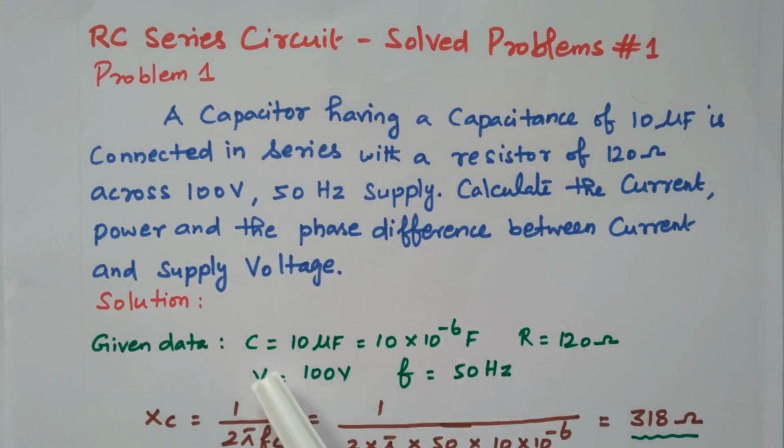So the given data is capacitance equal to 10 microfarad, that is 10 into 10 to the power minus 6 farad. Micro means 10 to the power minus 6. The resistor value R is 120 ohm. The supply voltage is 100 volt, and the frequency is 50 Hz.